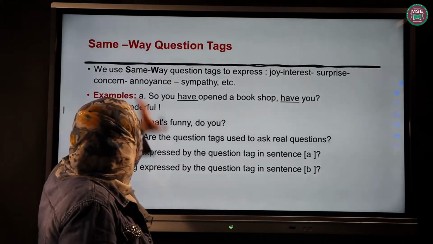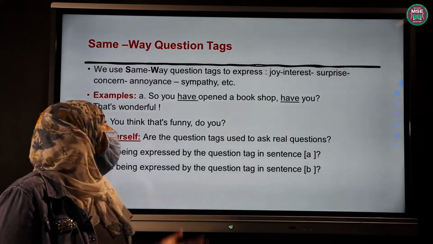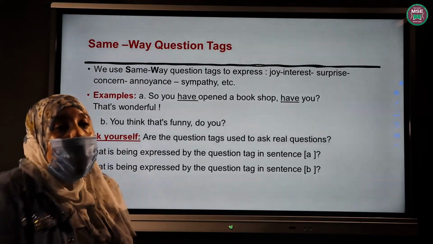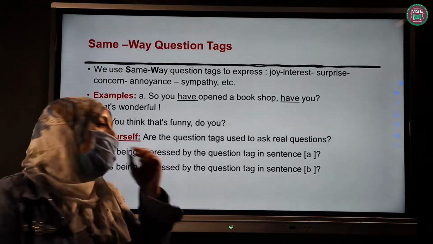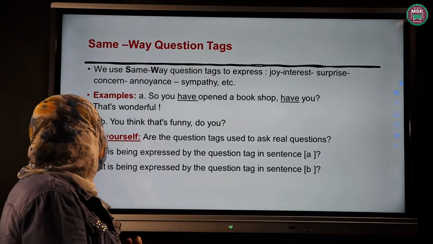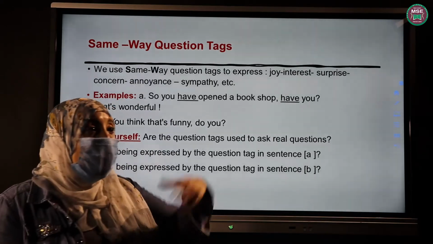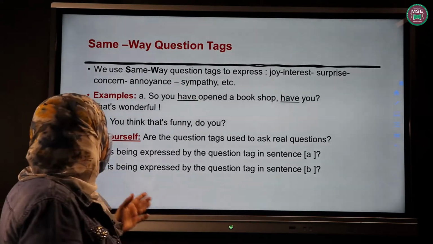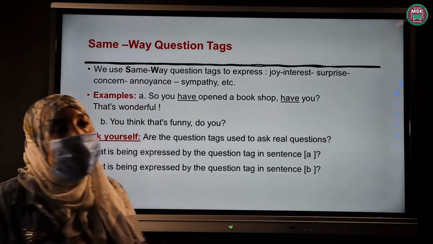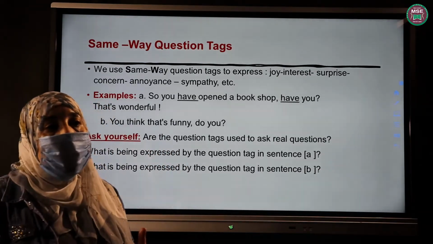Same way question tags, we use them when we want to express joy, interest, surprise, concern, annoyance, or sympathy. Question tags are used in the spoken language, right? So sometimes when you are talking to someone, you need intonation. What do you mean by intonation? Falling intonation, rising intonation. Sometimes when we are talking about someone, you will find that you are expressing joy, interest, surprise, concern, annoyance, or sympathy.